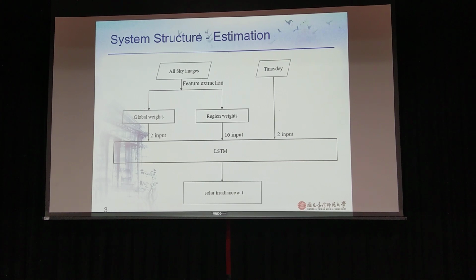First, the structure of the solar irradiance estimation system. There are three kinds of input parts: the global weight and the regional weight, extracted from the all-sky image. The global weight includes cloud ratio and cloud thickness in the sky image, and the regional weight is obtained after performing local partial cloud feature extraction. Finally, considering the time, we use the LSTM model to train the amount of solar irradiance.